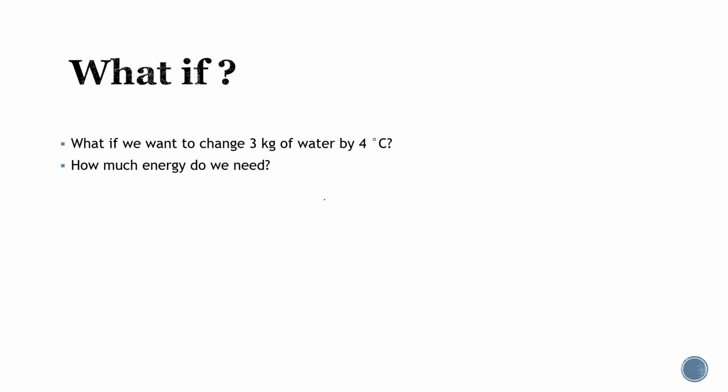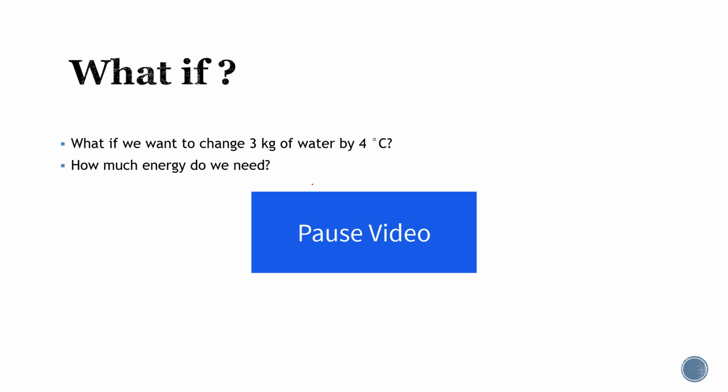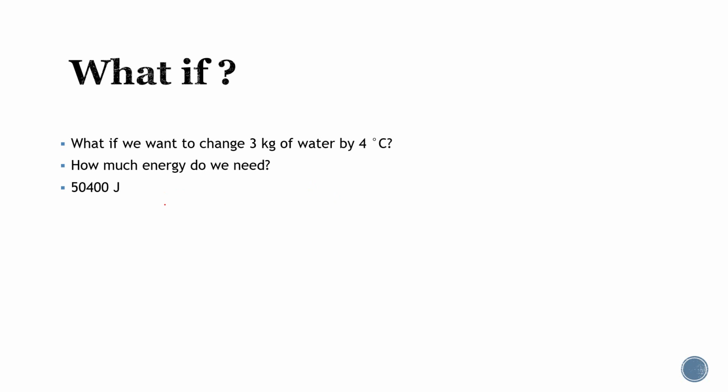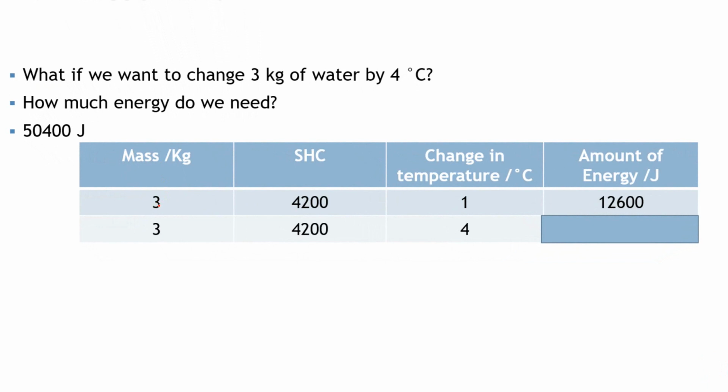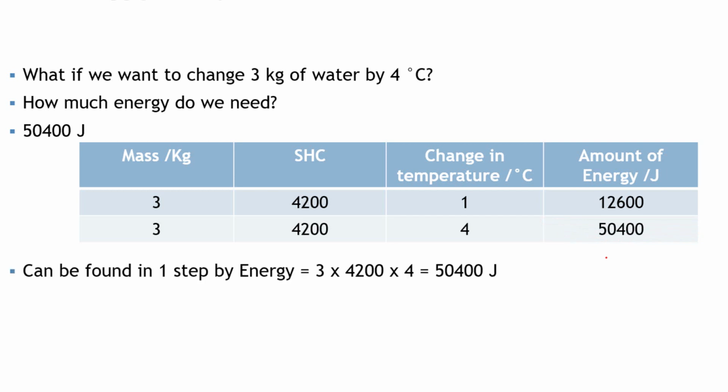How much energy do we need? Okay, do a quick calculation. If you are not able to do that, the answer is 50,400. How are we able to do that? You can approach it by having 3 kilograms, 4,200 and 1 degree is 12,600. But for the same 3 kilograms, you want to change by 4, so you have to multiply by 4. So you find that it is 50,400. Or if you just want to do it in one step, you multiply 3 times 4,200 times 4, and you get 50,400.